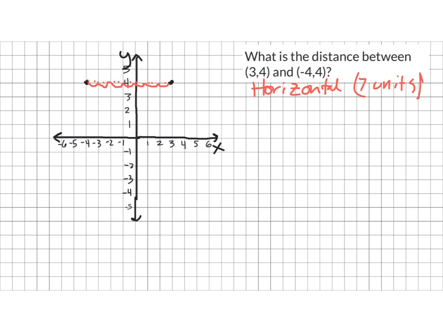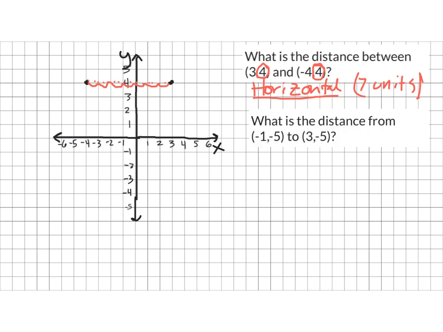Now, the real question is, how could we have done that without graphing? So if we think about what we learned in the last video about reflecting points, we can see that since they have the same y coordinate, that means that they must be horizontal. Is there some way we could get that 7 units from the x coordinates? Something to think about. Let's try it again.